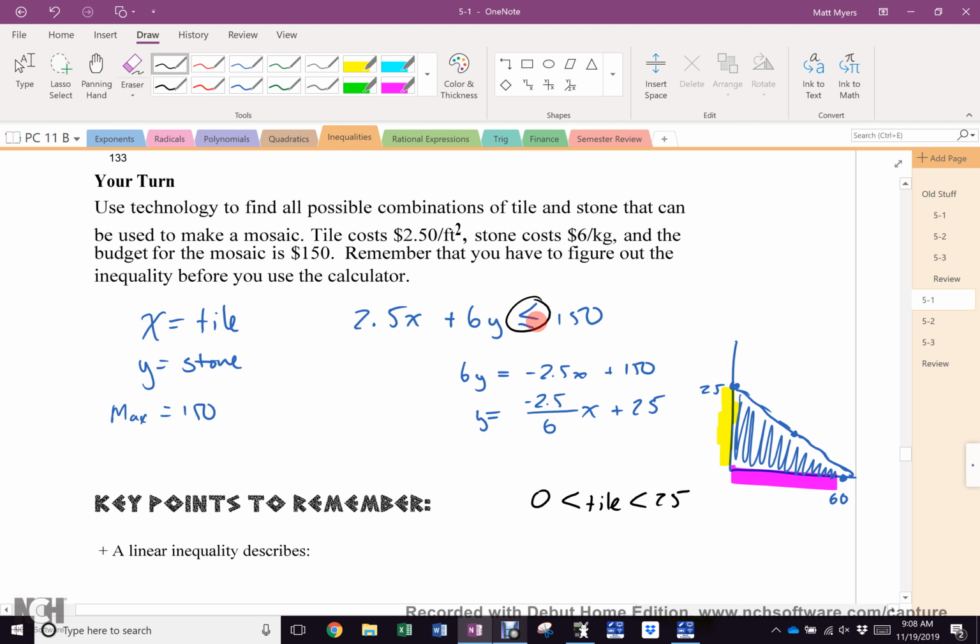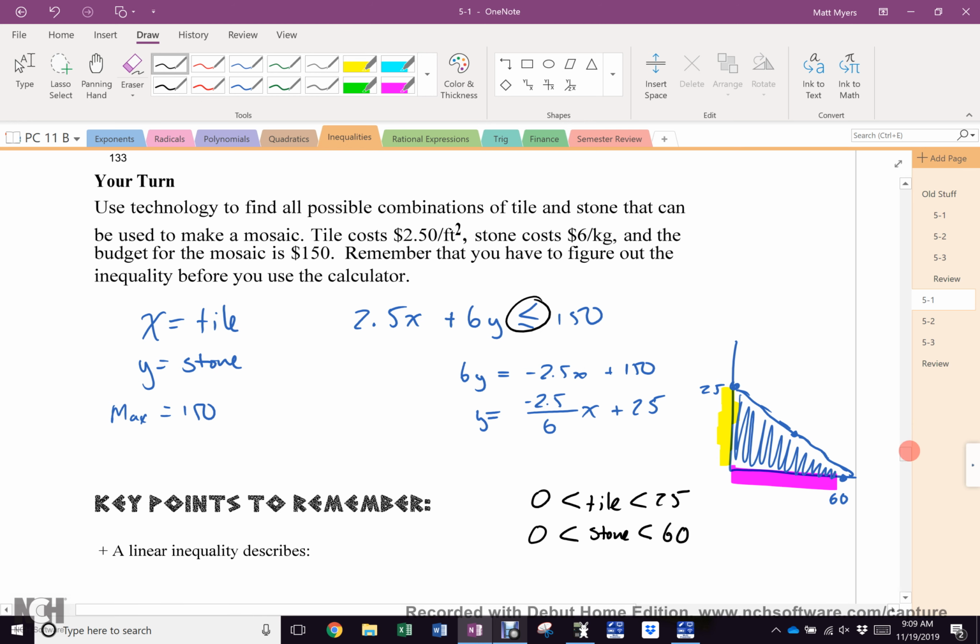So even though that's there, I have to understand in reality that my actual domain and range can't hit those, can they? And then what's my one for stone? Less than or equal to what? 60. Right? Are we good? Everybody's cool? If it works out nicely, paper and pencil, no problem. You'll be playing around with the calculators. Okay?